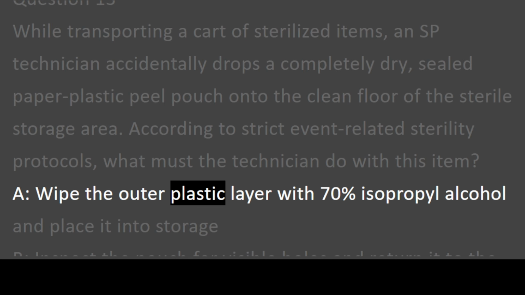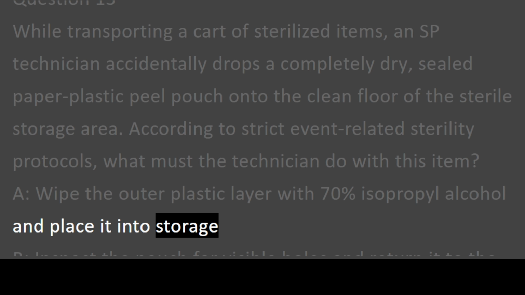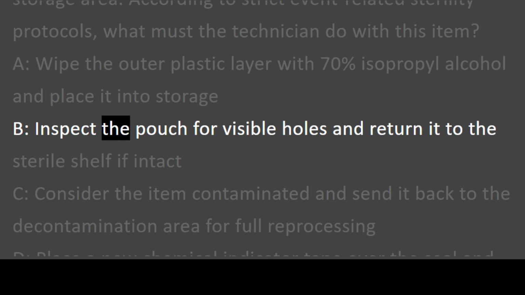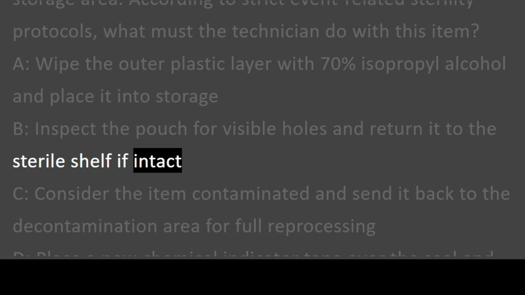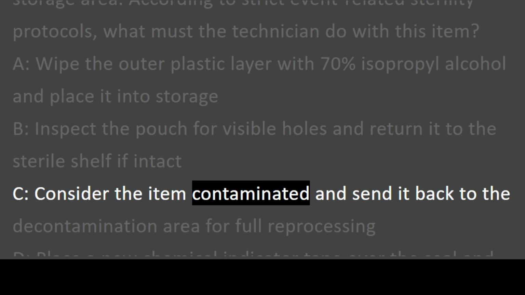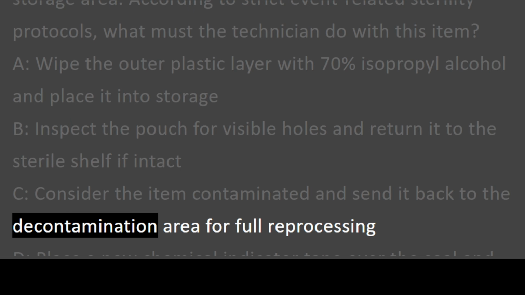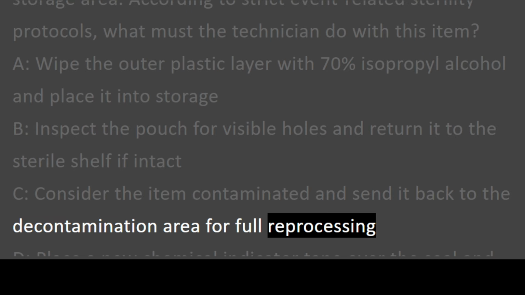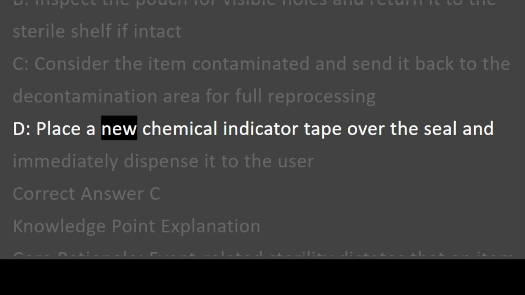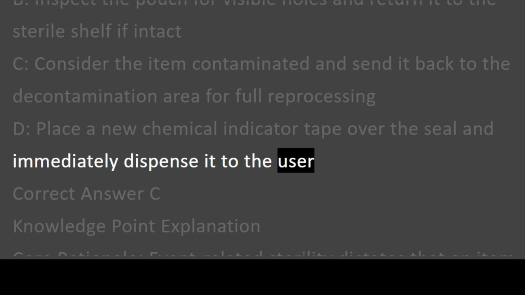A. Wipe the outer plastic layer with 70% isopropyl alcohol and place it into storage. B. Inspect the pouch for visible holes and return it to the sterile shelf if intact. C. Consider the item contaminated and send it back to the decontamination area for full reprocessing. D. Place a new chemical indicator tape over the seal and immediately dispense it to the user.